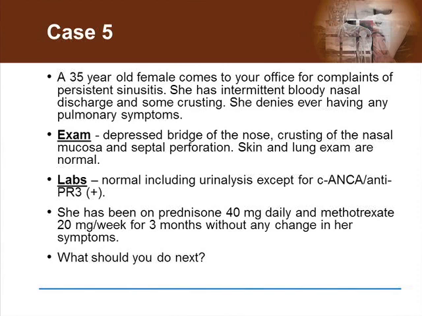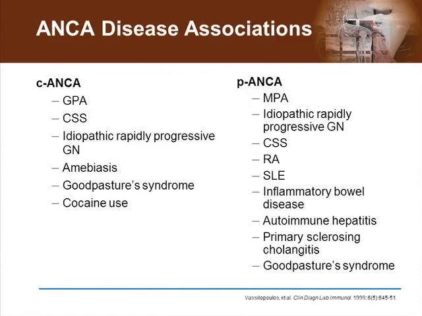In this case, this patient was referred to ENT, and biopsy was negative for any infection, but the polarizing microscopy did reveal that she had crystals of cocaine in her nasal mucosal biopsy. All of you are aware of disease associations with ANCA positivity, but just to go over it briefly, C-ANCA positivity can be associated most strongly with GPA, but also other diseases like Churg-Strauss syndrome, idiopathic rapidly progressive glomerulonephritis, infections such as amoebiasis, other diseases such as Goodpasture syndrome, and cocaine use.